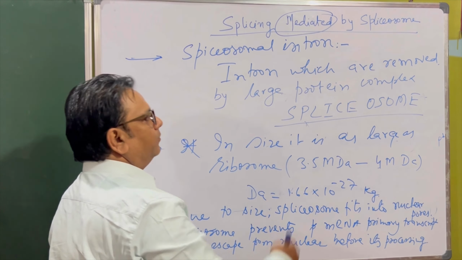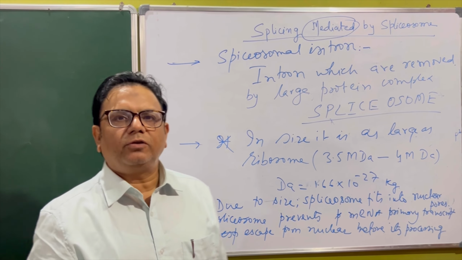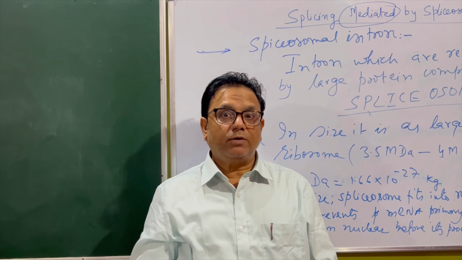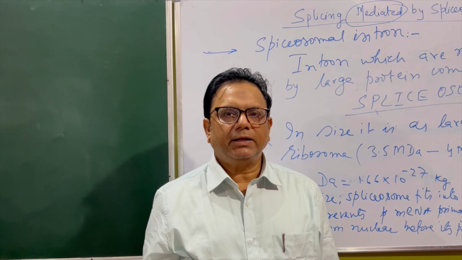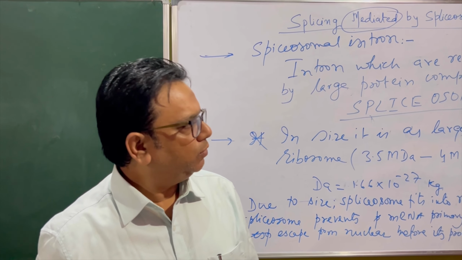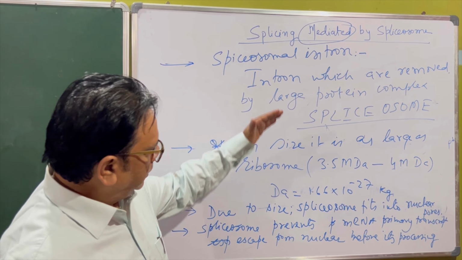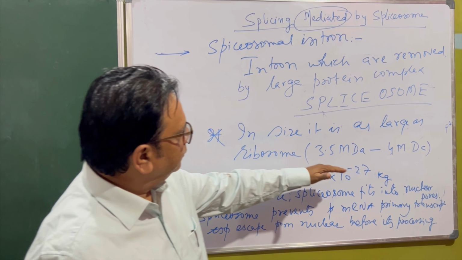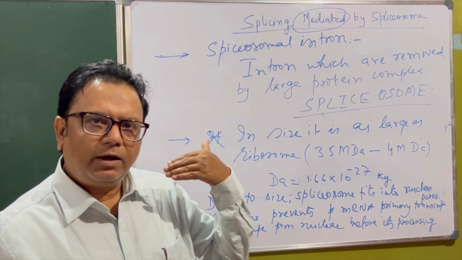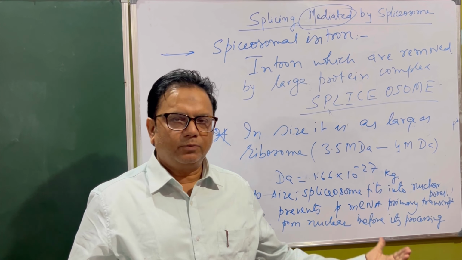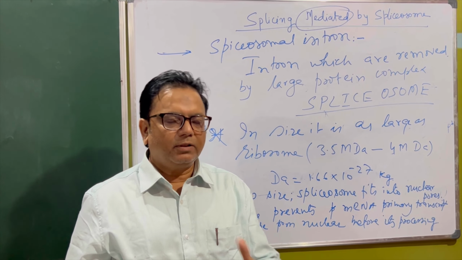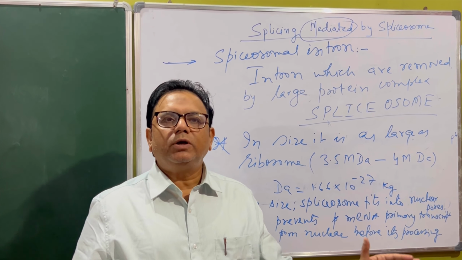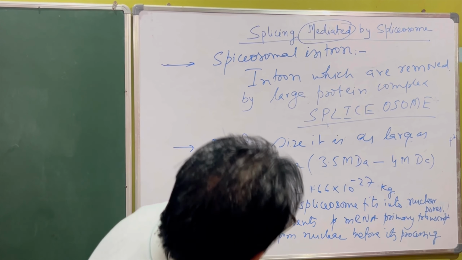Obviously, when you talk about removal of a spliceosomal intron, it is one of the processing modifications of the initial mRNA, apart from others I have told you. Okay. So this is the main thing associated with the size. That is, the spliceosome fits the nuclear pores and prevents the precursor mRNA from escaping from the nucleus before processing.